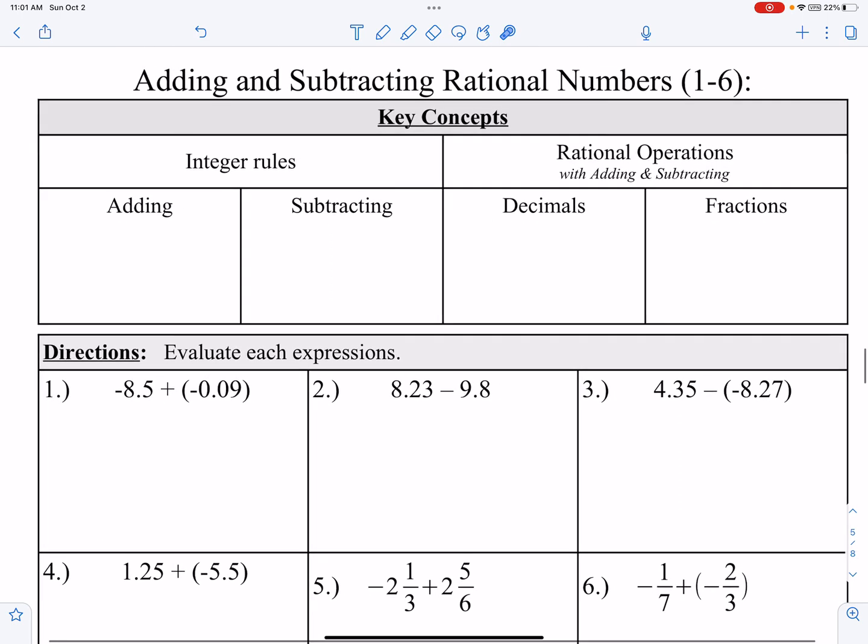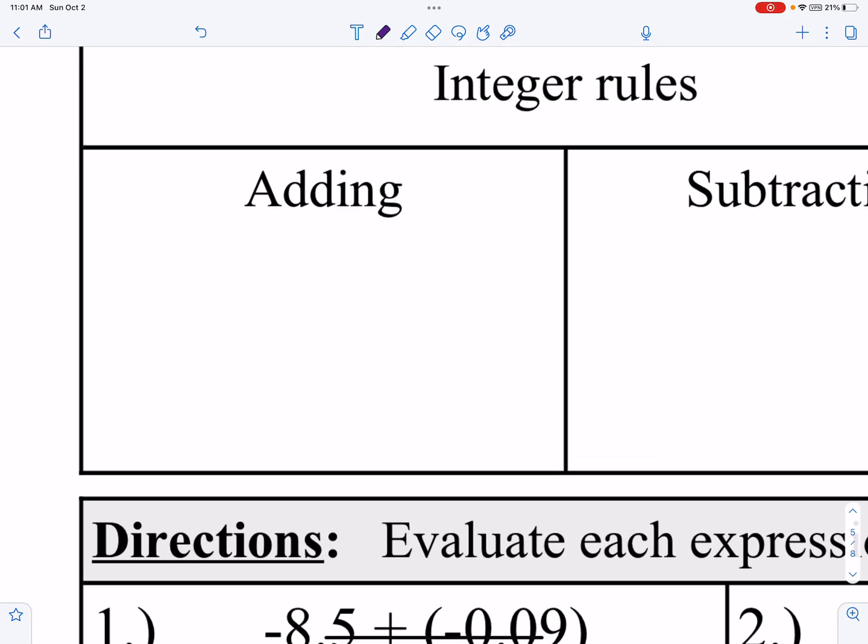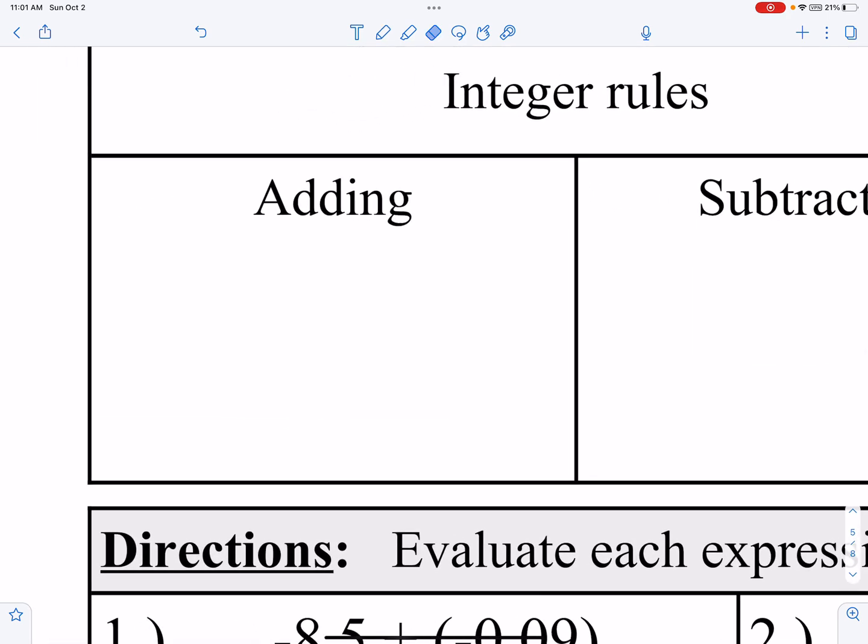All right, now, since we're adding and subtracting rational numbers, we know that you're going to have to follow your integer rules. And so anytime we're adding integers, that means we are singing the song. So let's record that down. And that is same signs, add and keep, different signs, subtract. Keep the sign of the bigger digit, then you'll be exact.